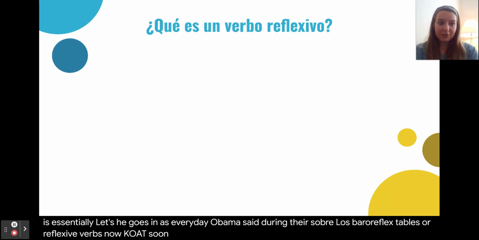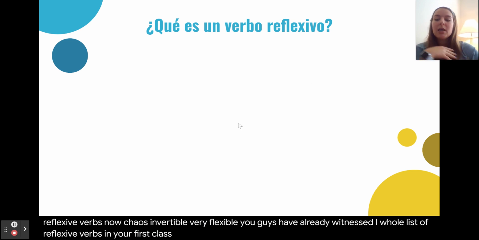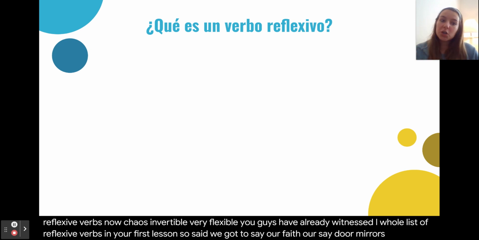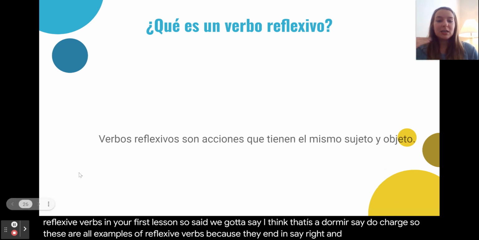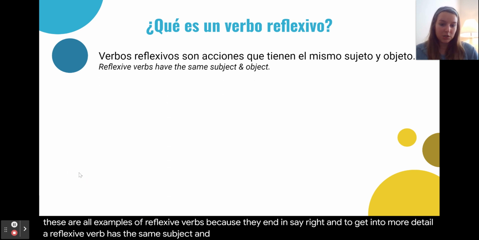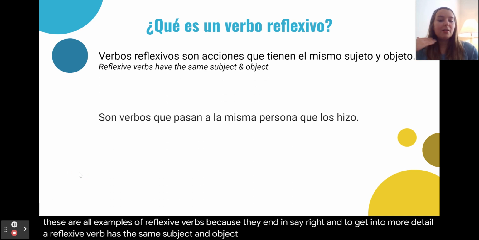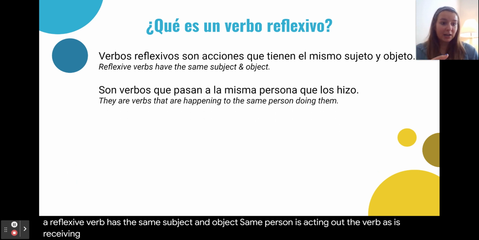Now, ¿qué es un verbo reflexivo? You guys have already witnessed a whole list of reflexive verbs in your first lesson. So, cepillarse, afeitarse, dormirse, ducharse, these are all examples of reflexive verbs because they end in se, right? And to get into more detail, a reflexive verb has the same subject and object. And the same person is acting out the verb as is receiving the action.